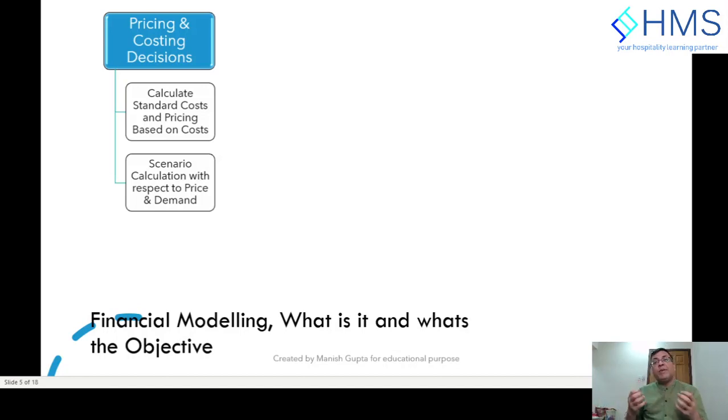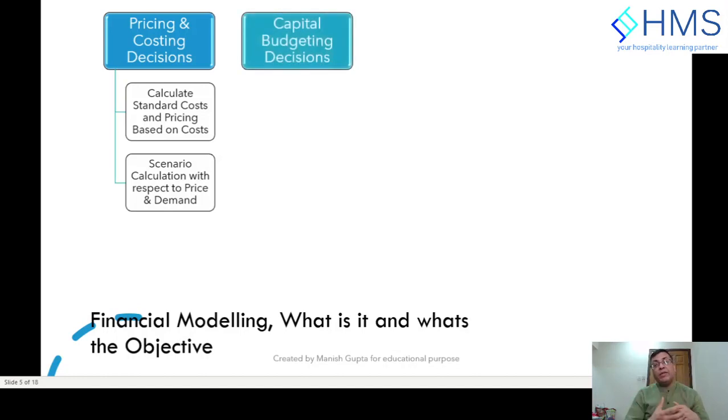So what would be the impact of these two decisions on the overall profitability? Which decision is better: low prices with high volume, high prices with low volume, or something in a medium range? What would be the ideal choice where the company's profit would be optimal? That is one decision that we need to take.